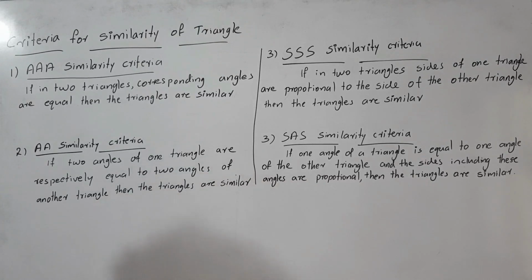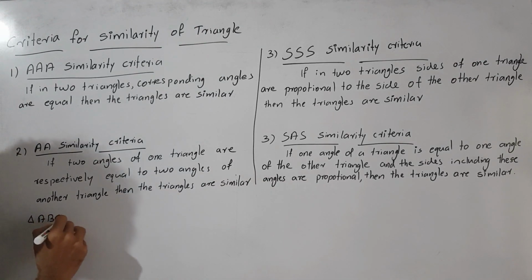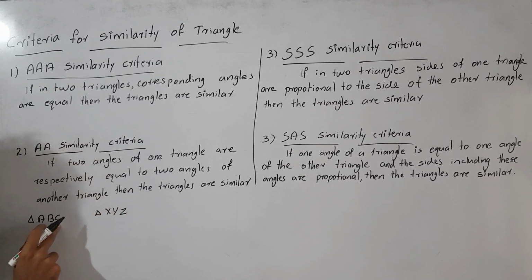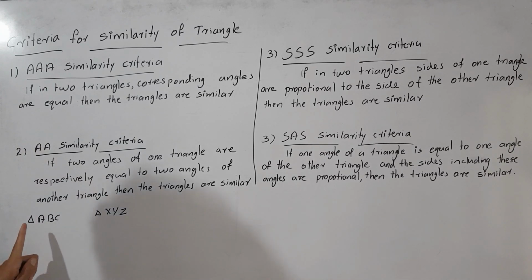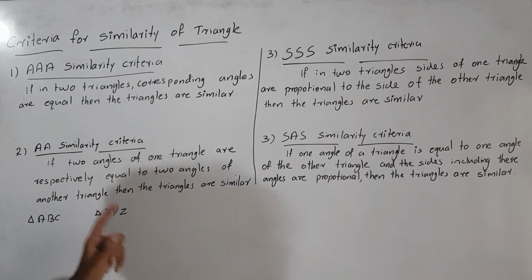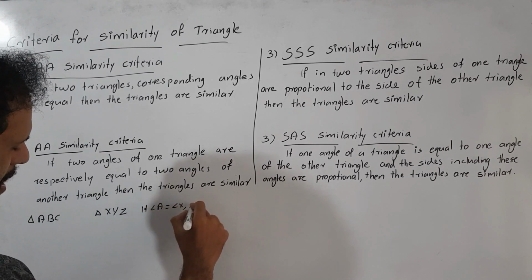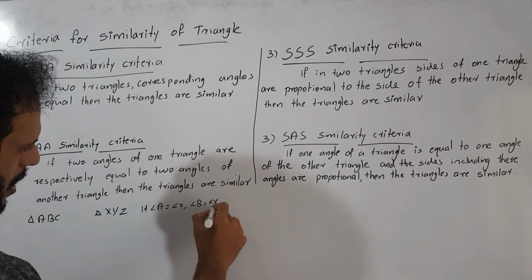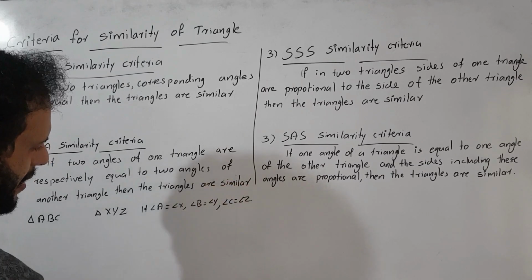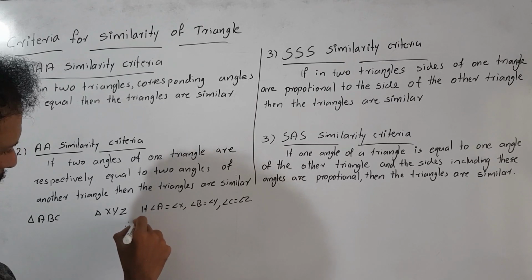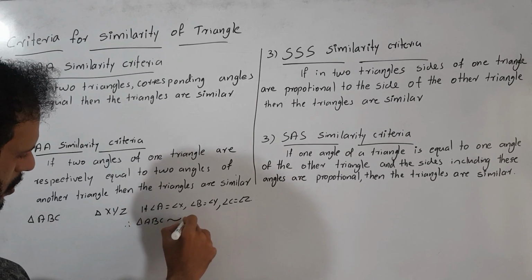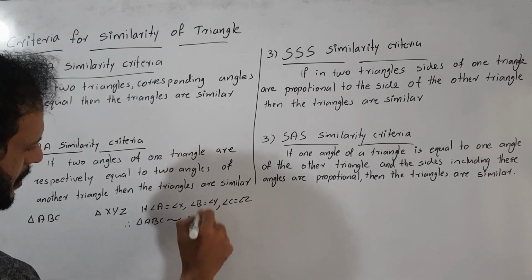For example, in triangle ABC and triangle XYZ, it is very clear that vertex A corresponds to X, B corresponds to Y, and C corresponds to Z. Based on the first similarity criteria, if angle A is equal to angle X, angle B is equal to angle Y, and angle C is equal to angle Z, then we conclude triangle ABC is similar to triangle XYZ. This is the first rule.